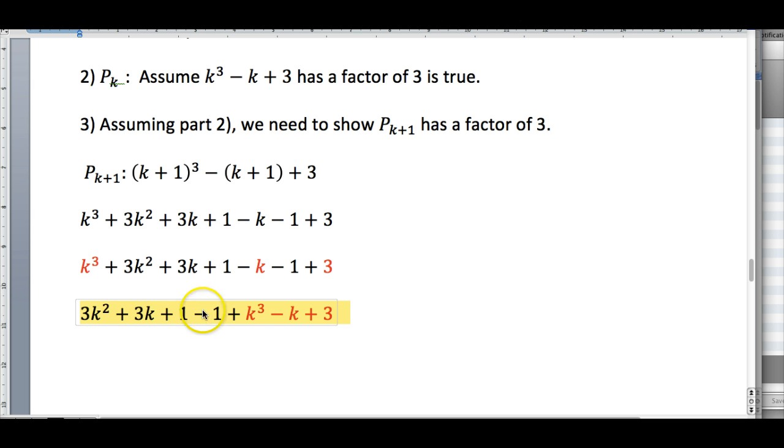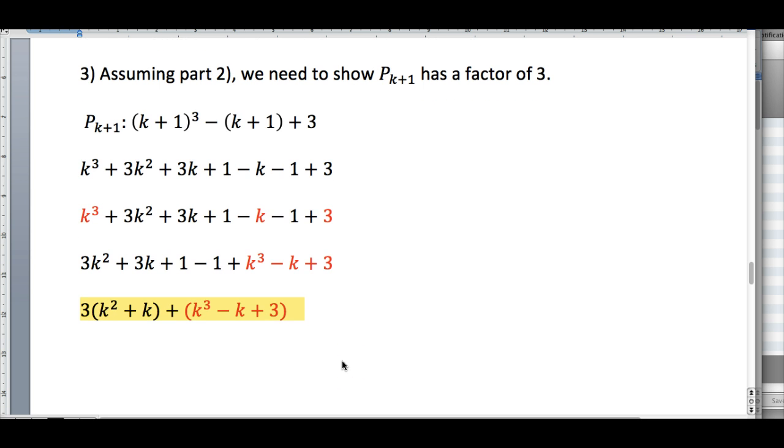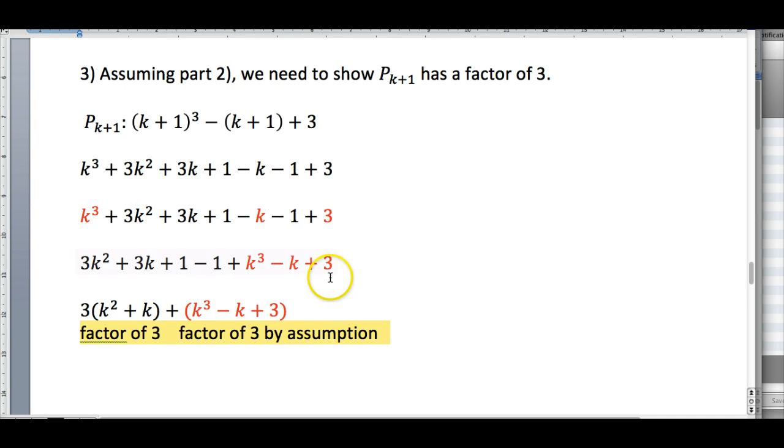Ooh, now look at over here. What happens with these 1s? Well, with those 1s, they go away, and I'm just left with 3k squared plus 3k. I can factor out a 3. Oh, if I factor out a 3, then this term will have a factor of 3. This one we've assumed to have a factor of 3, so we should be in business, because if both terms in a sum have a factor of 3, then we're good. And you should write this out like this. So pause once again if you have to.